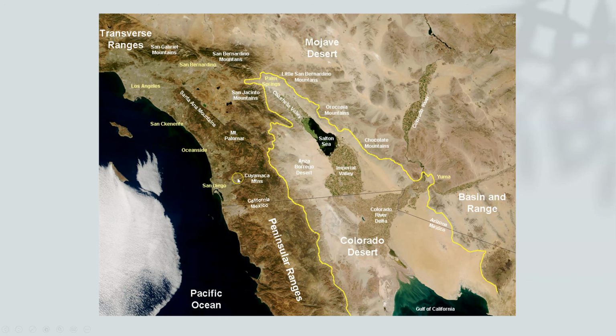So we talked about the peninsular ranges. Now we're looking in this Colorado Desert area, which does extend further than California, just like the Basin and Range extends further than California. So it includes the Salton Sea, Imperial Valley, Coachella Valley, and then the Anza-Borrego Desert.